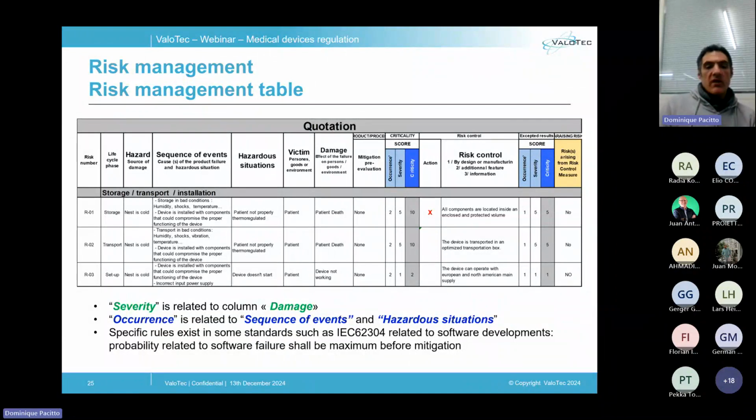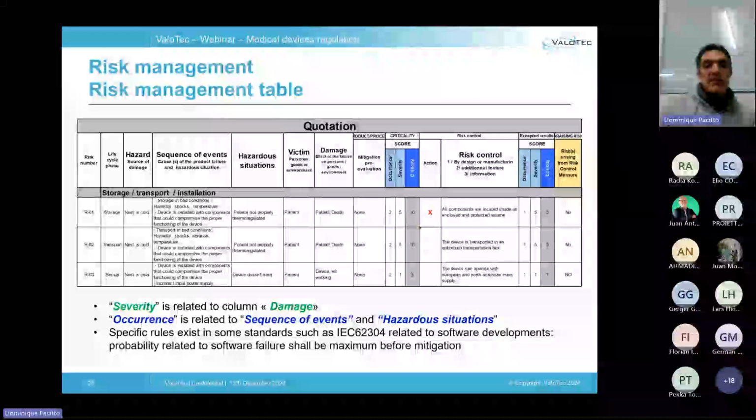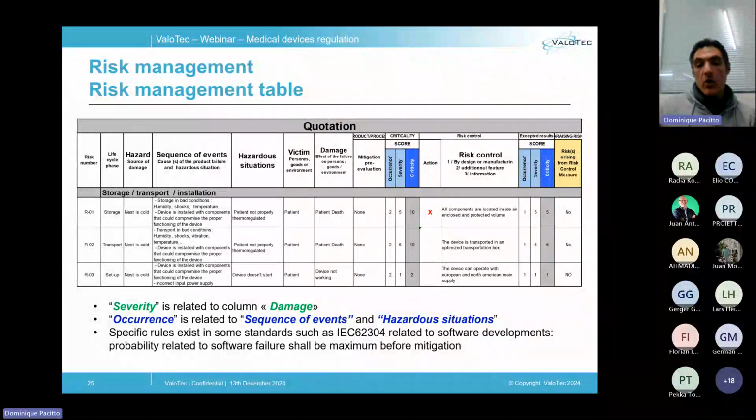Sometimes you can find some specific rules related to the risk assessment coming from other standards. For example, the probability related to software failure should be maximum before mitigation, but we will have the opportunity to speak about that in a coming webinar.